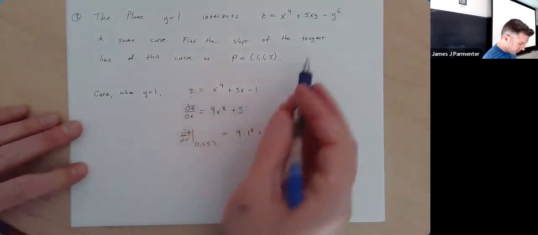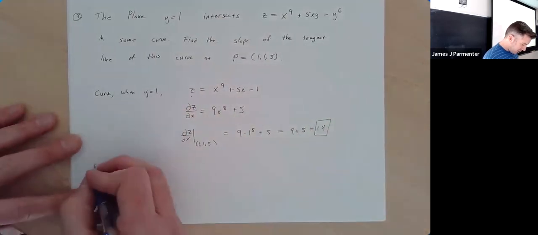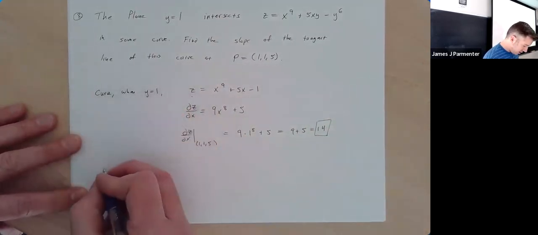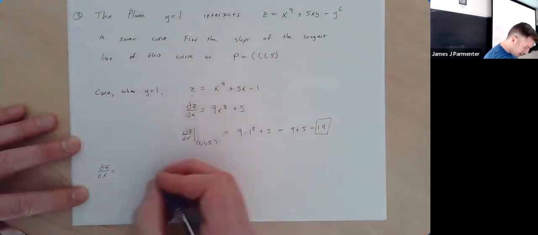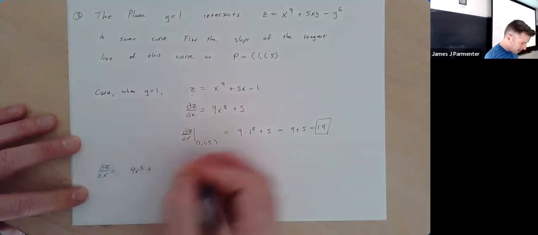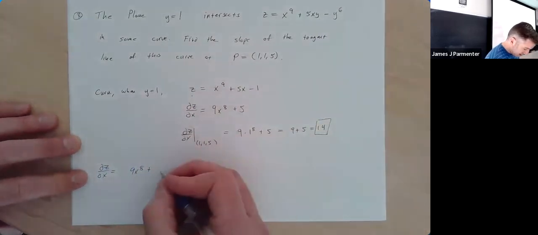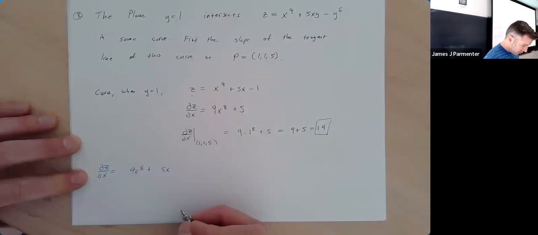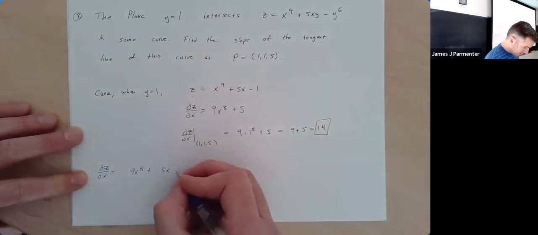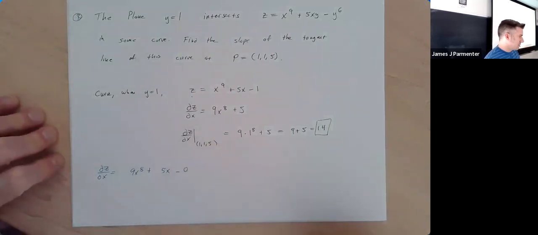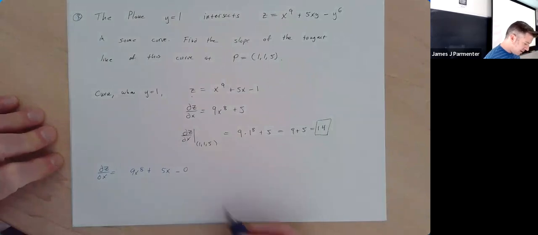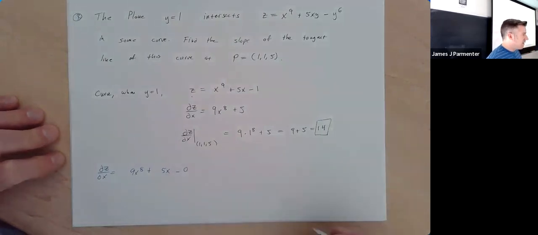To look at this a different way, if we just went ahead and took the partial derivative without plugging in y equals 1, so if we just started with taking del z del x, we would have gotten still 9x to the 8th. The partial of 5xy would just be 5x. And the derivative of y to the 6th would just be 0. And then when we plug in, well, this one's interesting because I made a mistake. You guys know what it was? It would be 5y, right? So I made a mistake.